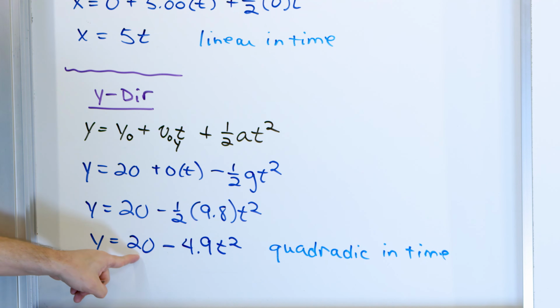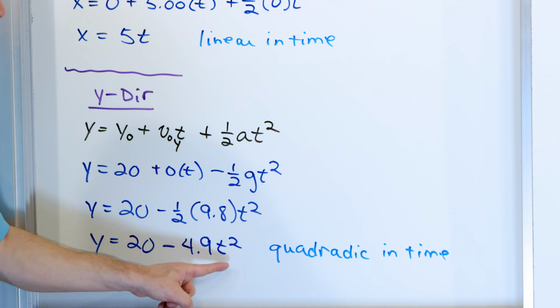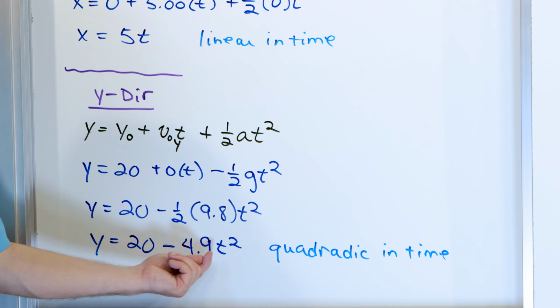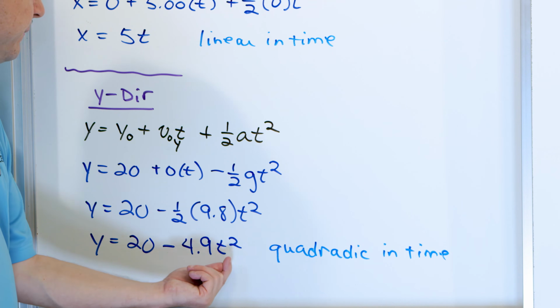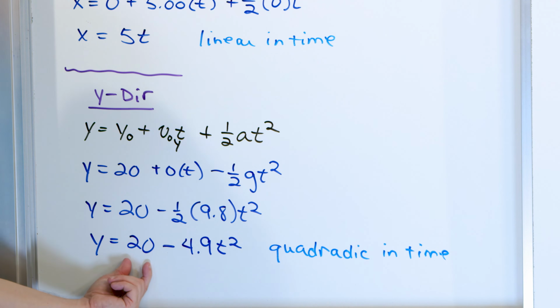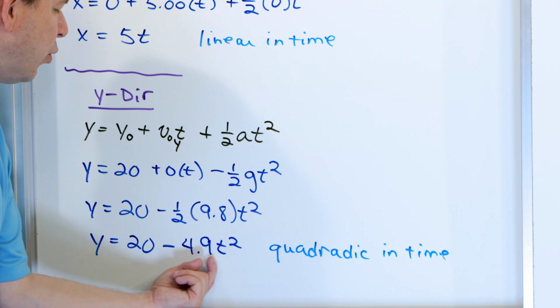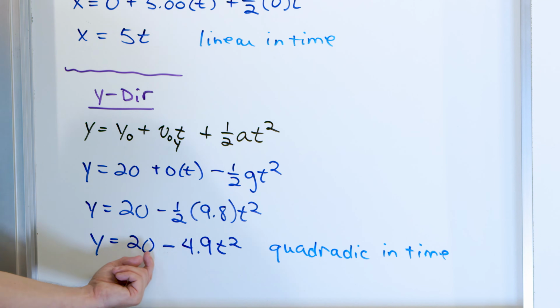But here, because I start at 20, when t is equal to 0 seconds, this becomes 0 and I'm 20 meters in the air. But as time goes on, this becomes 1 second. 1 second later, I subtract 4.9 meters from here, but then at 2 seconds, I subtract a whole lot more, and at 3 seconds, because it's squared, I subtract a whole lot more.